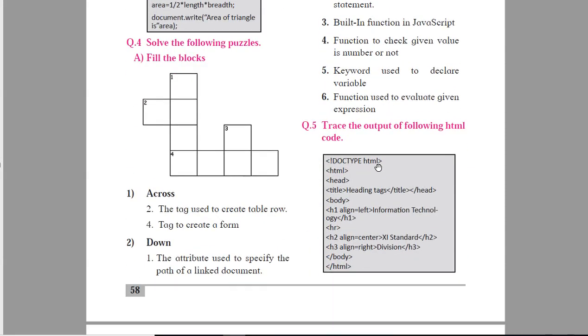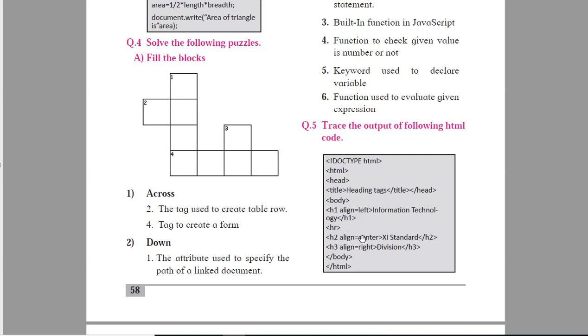After this, here is the code of an HTML program, and looking at this code, you all have to trace the output of this following program. So here, student, this is the program. Doc type HTML, then HTML, head, title, body, h1 align is equal to left, information technology, /h1. What is the heading given in your program? The heading is given as information technology. HR, what is the use of the HR tag? The HR tag is used to draw a horizontal line. So under information technology, a horizontal line will be drawn.